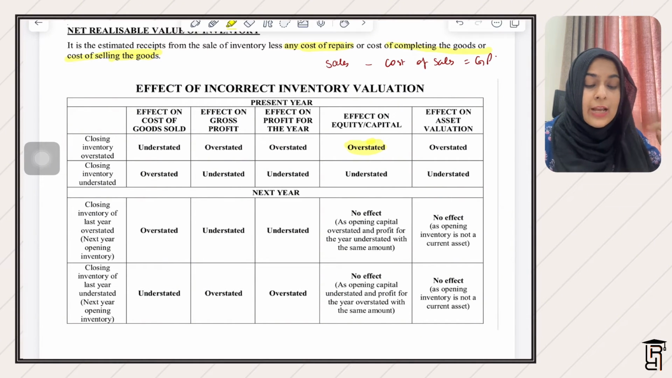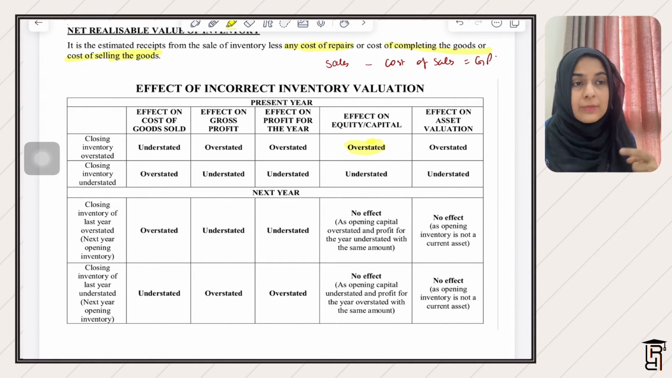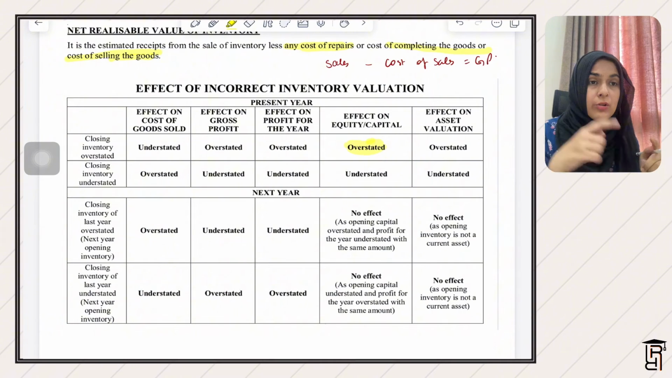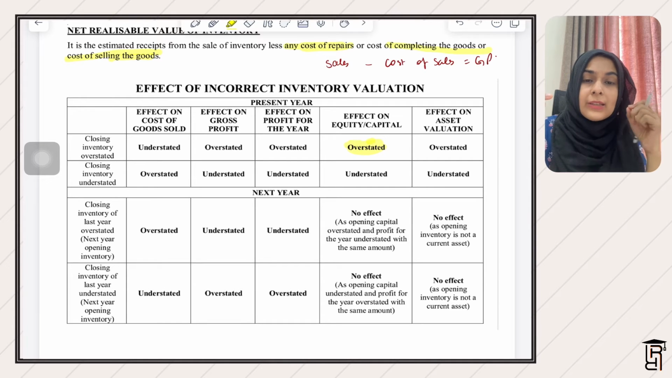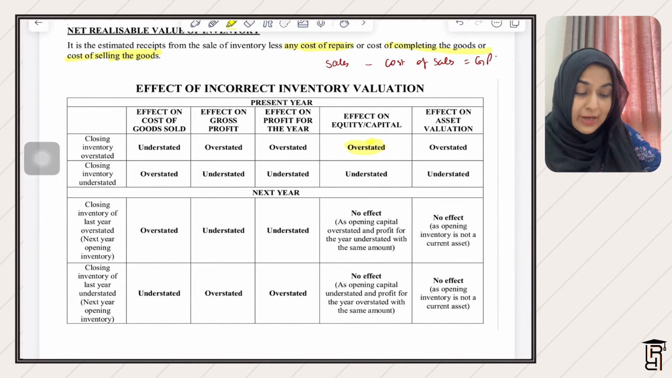In the next year, last year's closing inventory becomes the opening inventory of next year. So when they are saying closing inventory of last year was overstated and it becomes the opening inventory in the next year, that means your cost of sales will be overstated, because opening inventory is basically something that is added in cost of sales. So opening inventory will be added, that is why cost of sales will be overstated, profit will be understated.